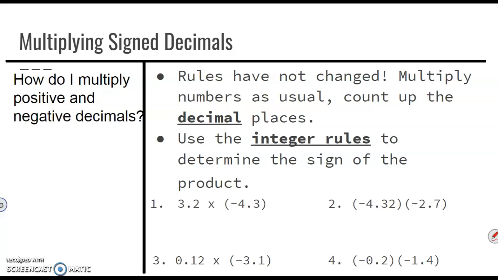Pause the video and copy these notes down on multiplying signed decimals.